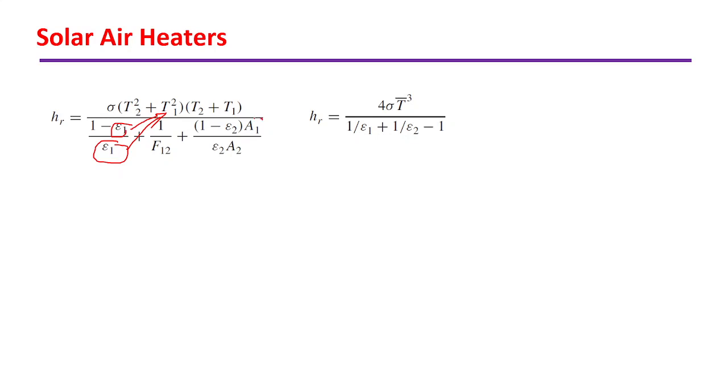In this case the area is given. Area we can either consider for the cover plate or for the absorber plate based on the equation given. And if the absorber plate and the cover plate are very close, then instead of having T1 and T2, we can go with the average temperature, and sigma is the Stefan-Boltzmann constant.